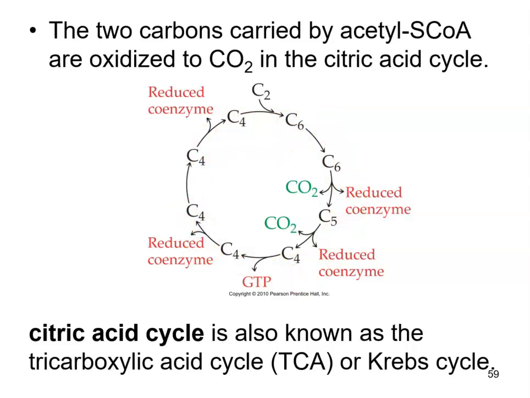So overall, the net result of the citric acid cycle, we get 1, 2, 3, 4. We get 4 reduced coenzymes, and we also get a GTP, or an ATP equivalent energy output of this. And we also get carbon dioxide as well.